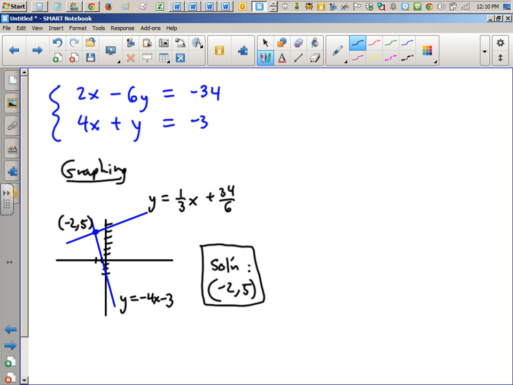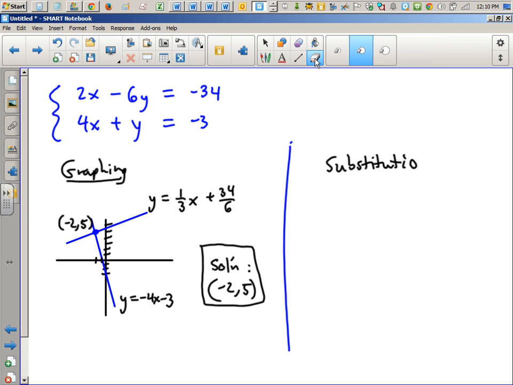Another method is substitution. So the theory on substitution is, of course, if they're going to cross at the same point, then we can assume that where they do cross, their y values match. So you would just take 1/3 x plus 34/6 and set it equal to negative 4x minus 3. See? That's a pretty good thought.